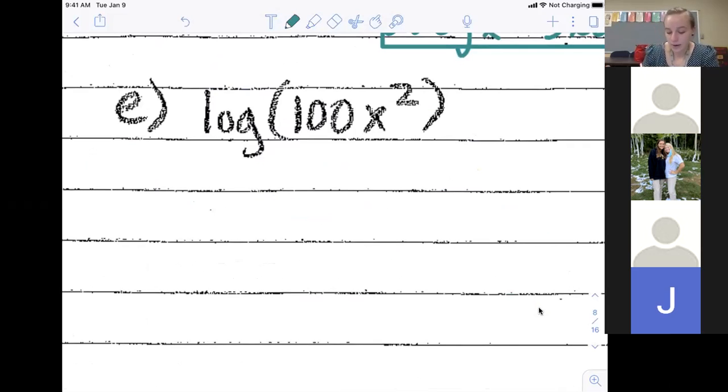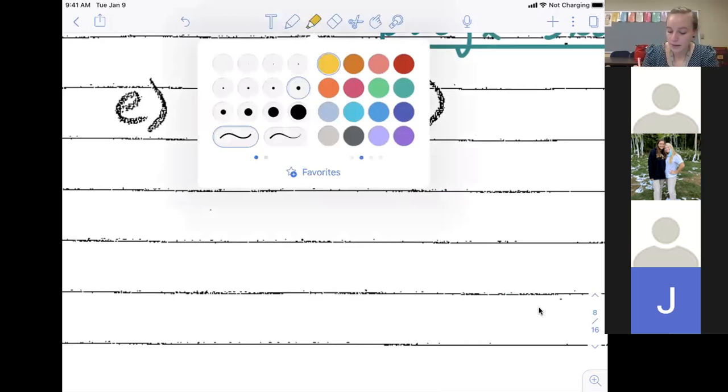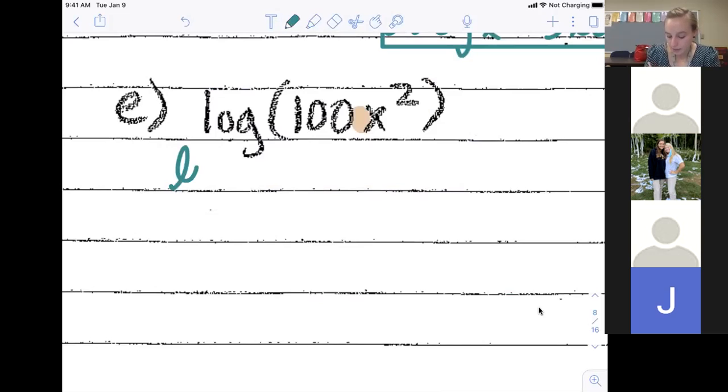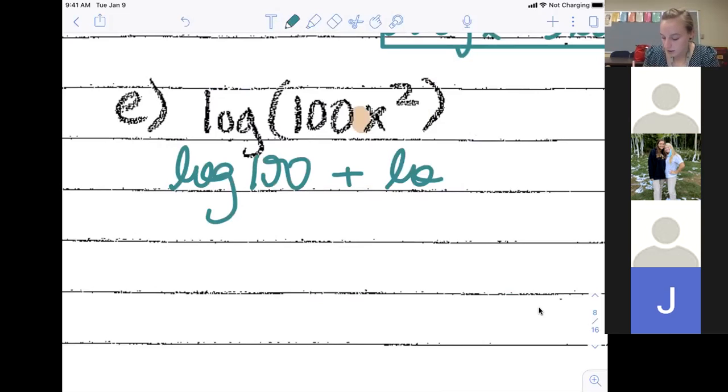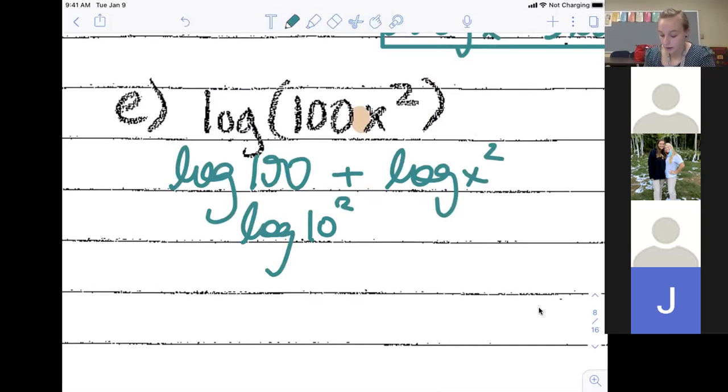Log of 100x squared. Well, we know that there's a multiplication in here because 100 times x squared. Let's separate it with a plus. Log of 100 plus log of x squared. You're not going to love this, but I want to do things the most correct way, and not the easy way. If I have something that's a perfect square, we're going to break it down to what that is. So 100 is the same thing as 10 squared. We all know that. So now I've got log of 10 squared plus log of x squared. And then I'm going to now bring all my exponents out front.